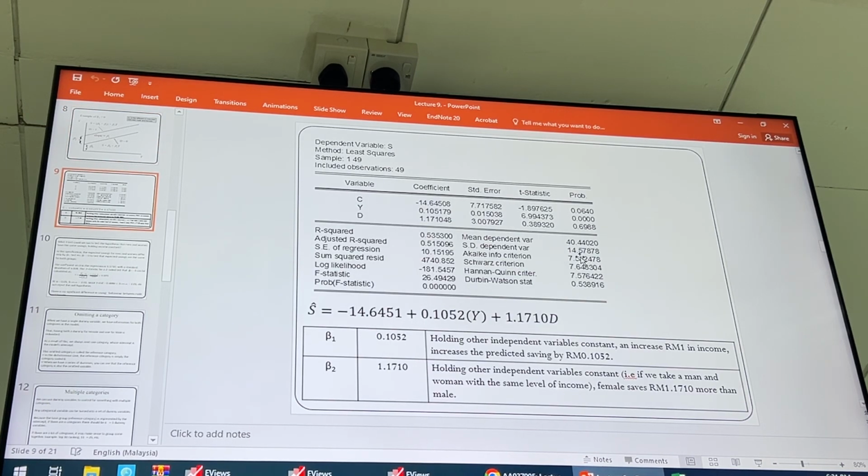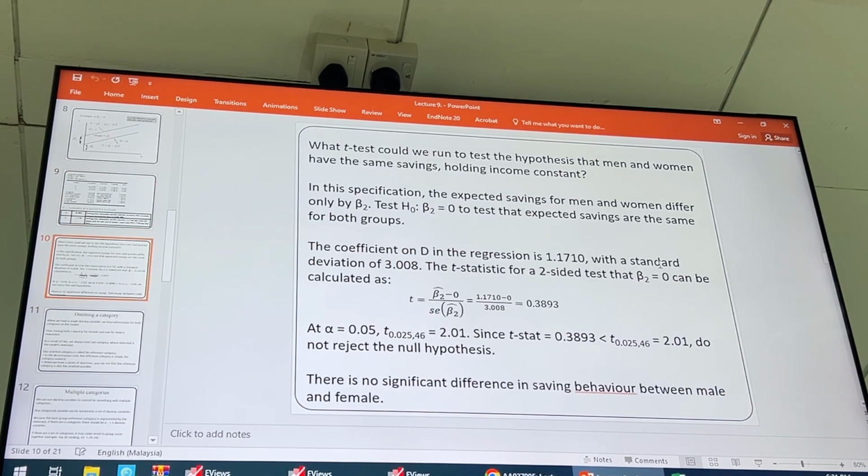Later we will get a different result when we allow the intercept to be different as well. So there is no significant difference in saving behavior between male and female in this model.